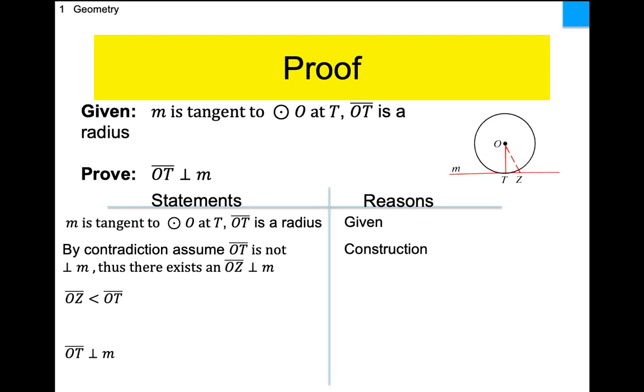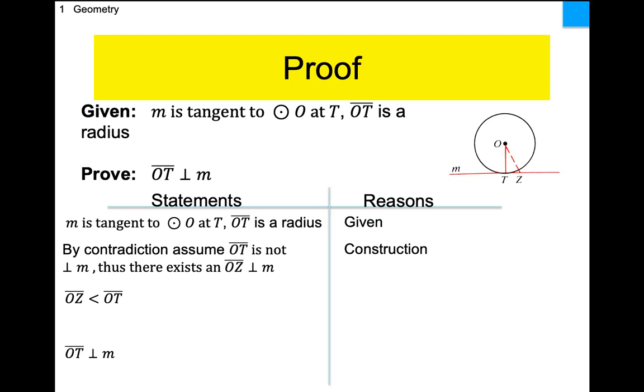But M was a tangent. What do you know about a tangent? What's a tangent? A line that touches the circle only once. Where does it touch the circle? At T, right? So if T is the only place it touches the circle, and it's a tangent, where is Z? Is it inside or outside? Outside. Therefore, OT is a radius, and if Z is outside, it's got to be longer.